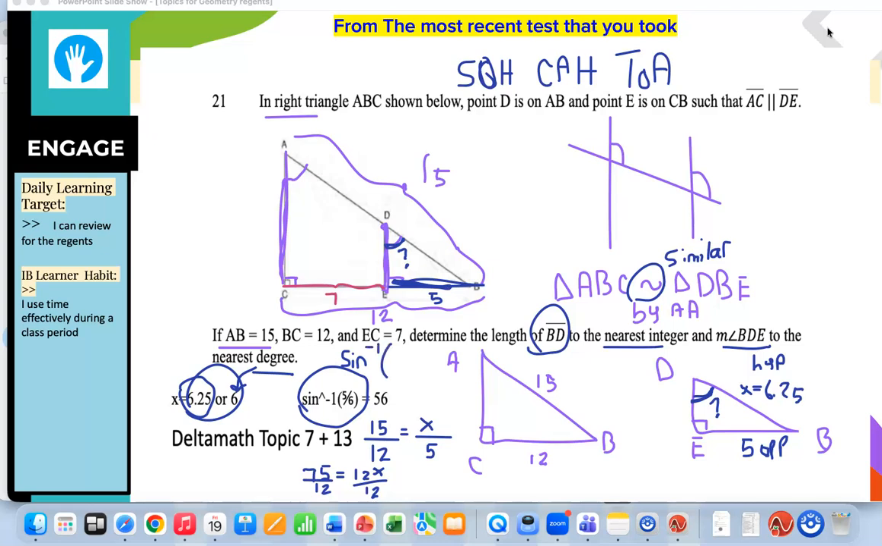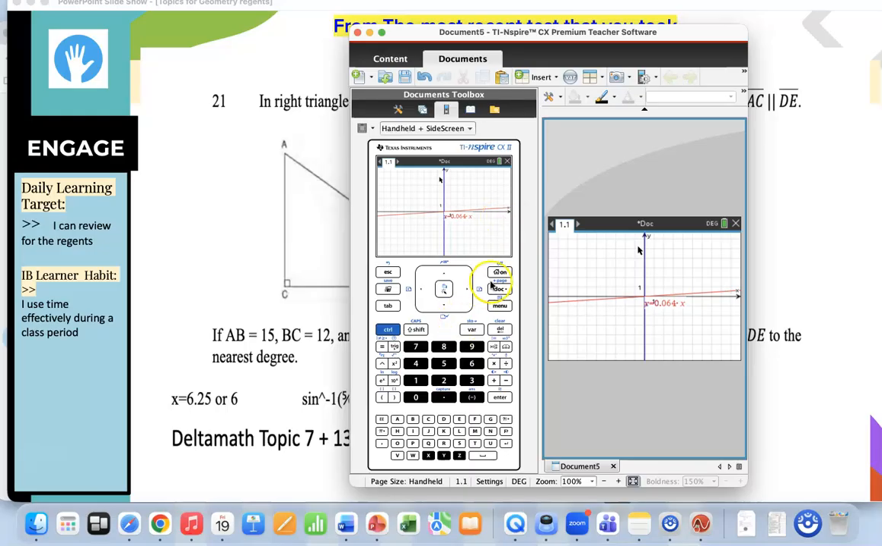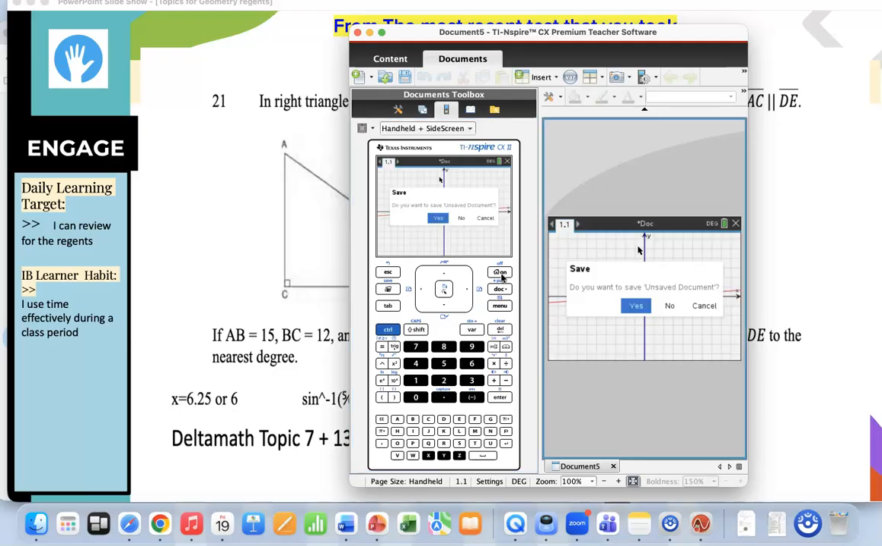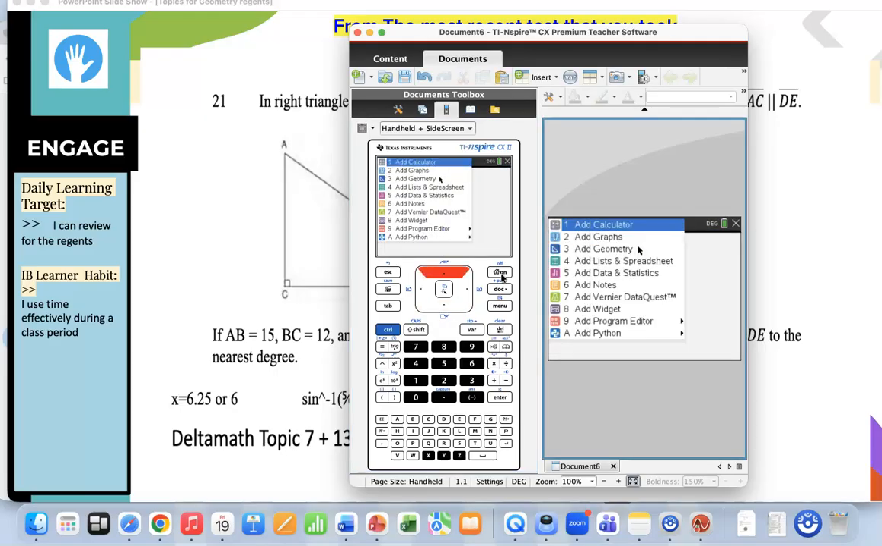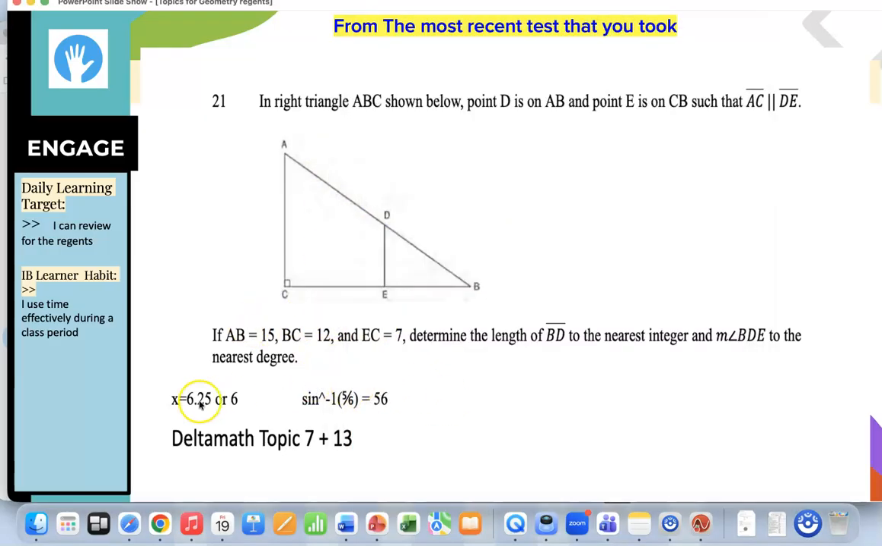and here I use 6, but you could definitely use 6.25. In fact, you should use 6.25. And if you put that in the calculator, let's go ahead and do it. I'm going to go to on, go to new, add calculator. And I'm going to put instead of the regular sin, sin^-1, 5 over 6.25, and I get 53.1301. So if you round that, right?